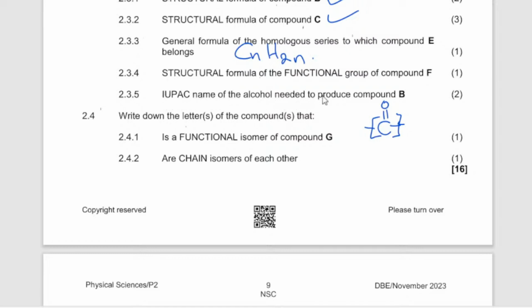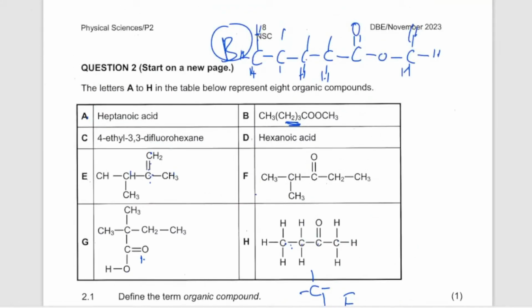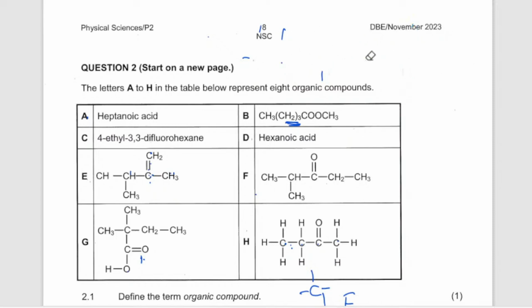IUPAC name of the alcohol needed to produce compound B. Where is compound B? Compound B is an ester. Since compound B is an ester, let's see which alcohol is used to form this ester. Remember I told you guys that the alcohol comes from the carbon atom without the hydrogen. No, that's the carboxylic acid. So you see this carbon atom, then it means that this part came from the carboxylic acid because this carbon atom didn't have a hydrogen. And then this is where the alcohol is coming from.